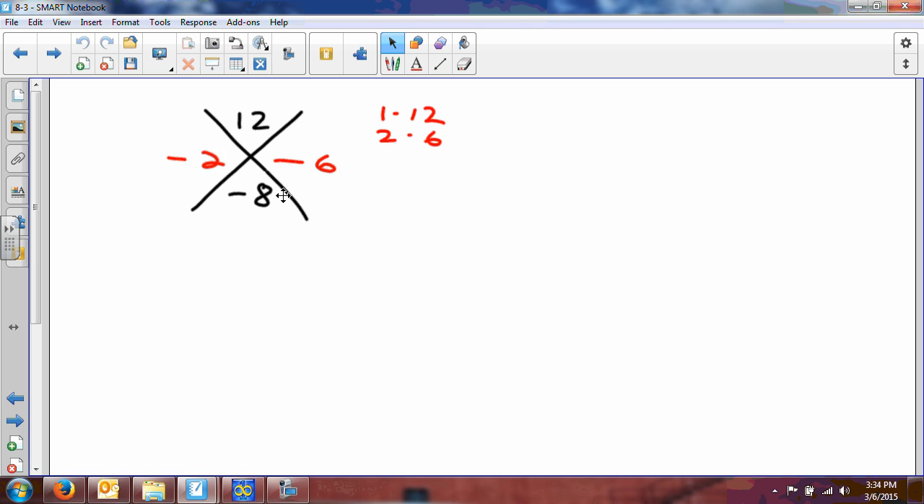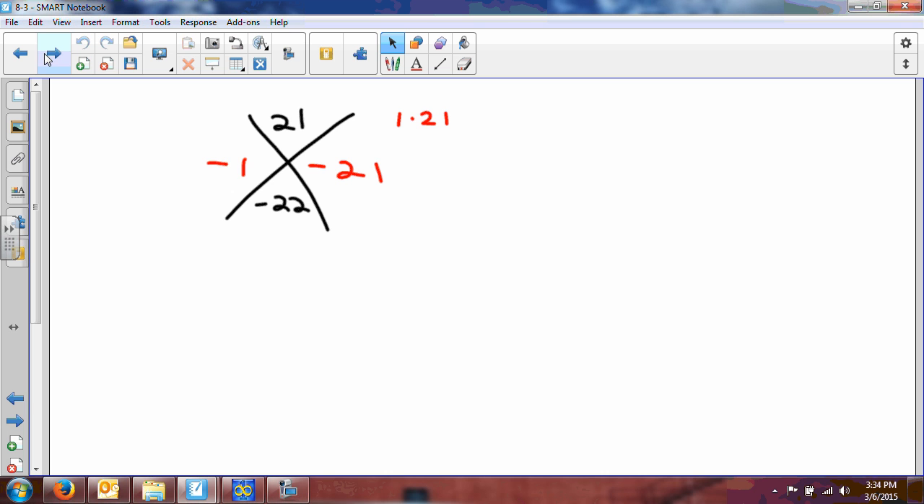1 times 12 doesn't add or subtract to 8. 2 times 6 gets me 12, and then same signs, add and keep the negative: negative 2 minus 6 is negative 8. Next, 21 on top and negative 22 on bottom. I told my kids, always start with 1 times whatever. Sometimes it works. In this case, 1 times 21. We know positive on top, negative on bottom, gets us negative, negative. So negative 1, negative 21 gets us negative 22 and multiplies there.